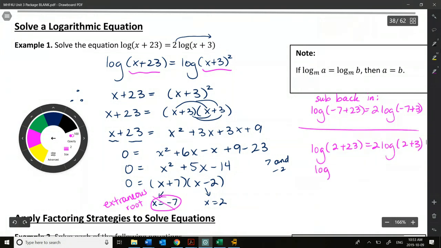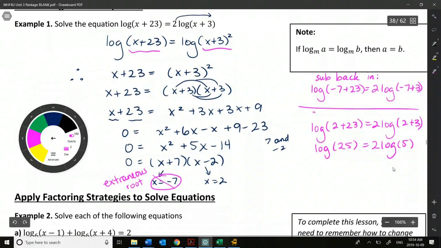Am I taking the log of a negative here? I'm not, right? So we can actually check our answer. We'll see if we get left side equals right side by calculating both sides. And that's a really good way to check my answer.